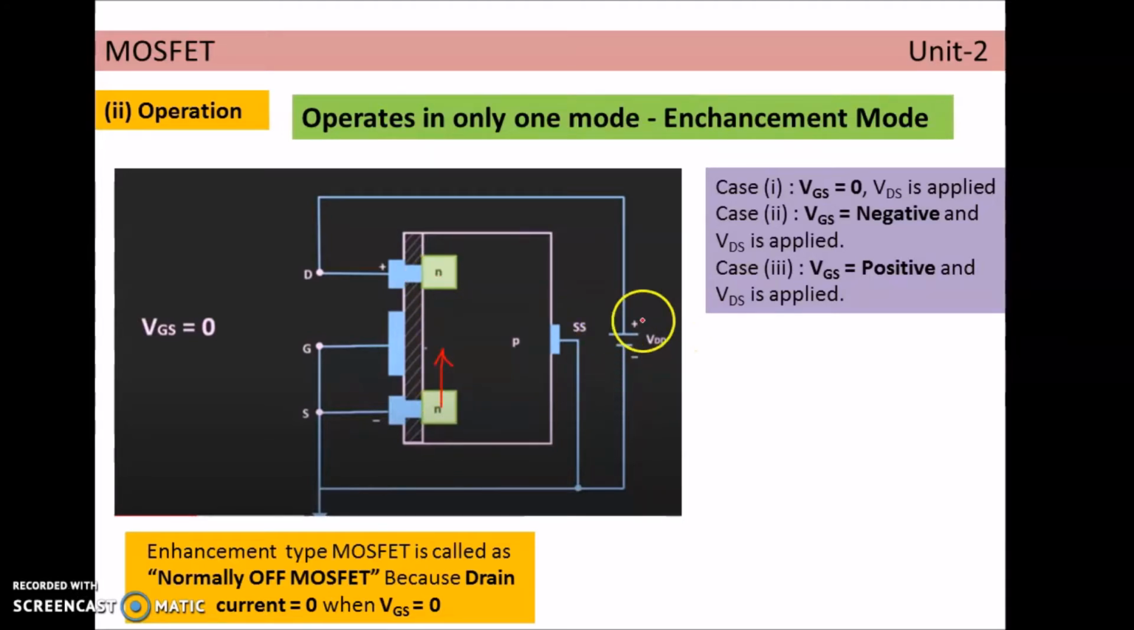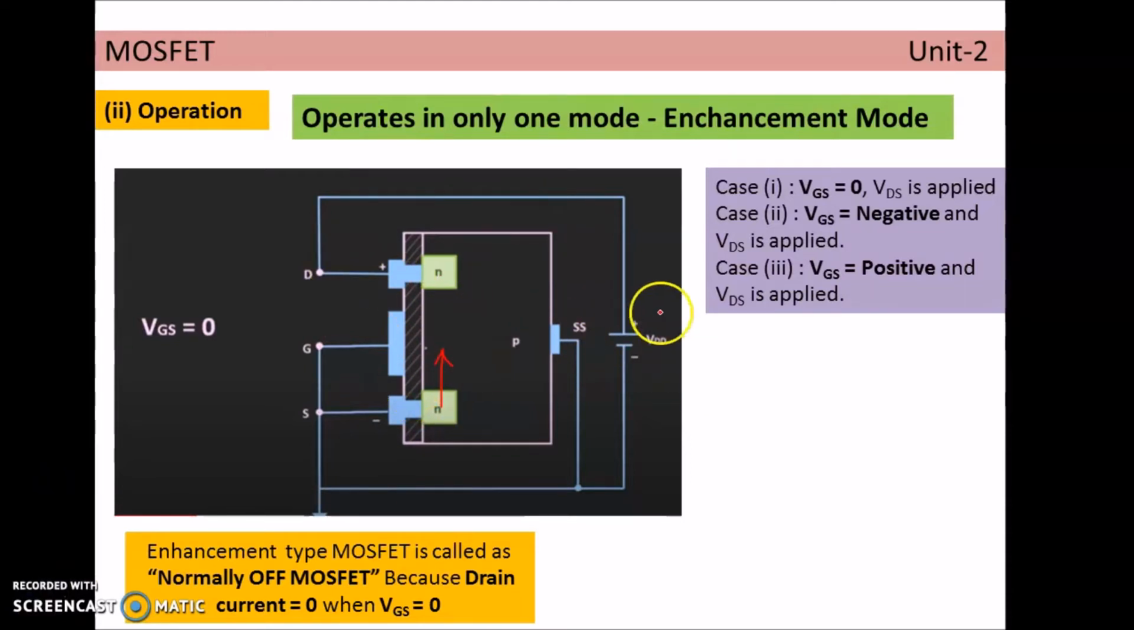So whatever may be the value of VDD, these electrons do not acquire enough strength to enter into the N region, and as a result no current flows through the drain terminal. Because of this, the drain current becomes 0.